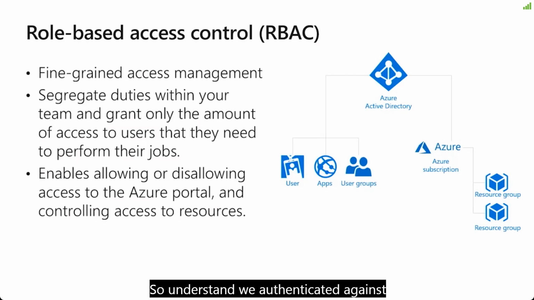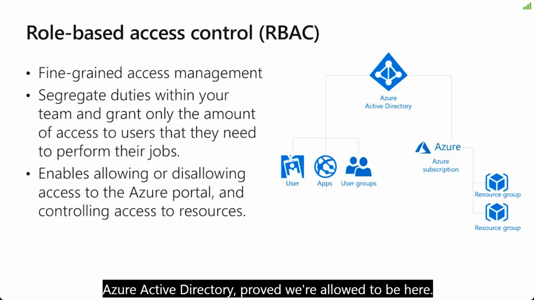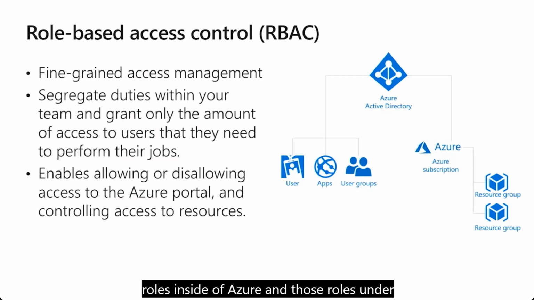So understand, we authenticated against Azure Active Directory, proved we're allowed to be here. Now, what am I authorized to do? That's all done by role-based access control. It's how we grant permissions inside the organization, and generally how it works, you have your users, they're going to be in groups, and we assign those groups roles inside of Azure, and those roles under the covers have rights and permissions to do something. Depending on what role it is going to determine what you can actually do. Role-based access control, or RBAC for short.